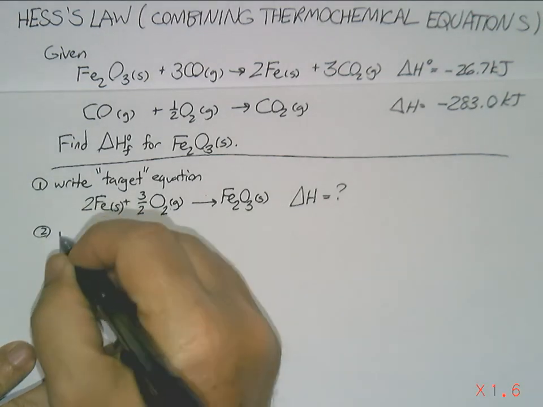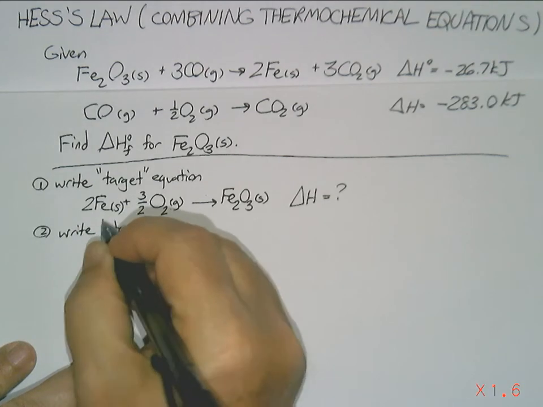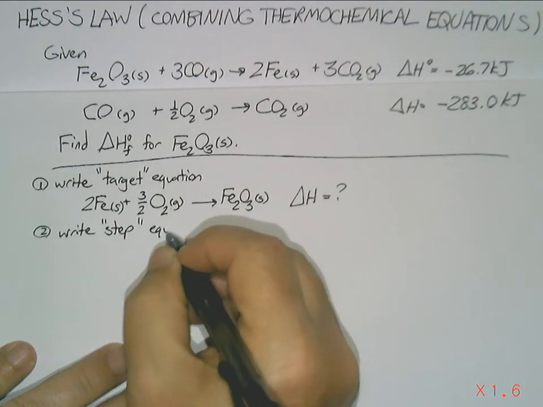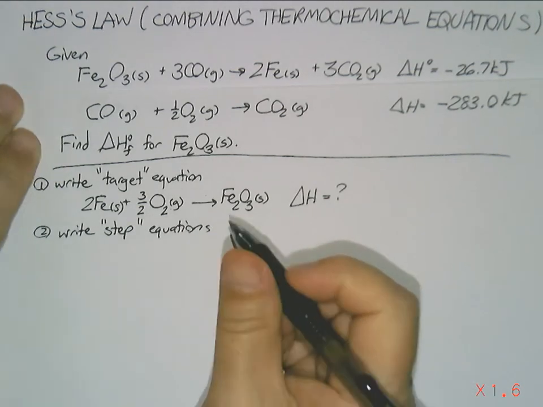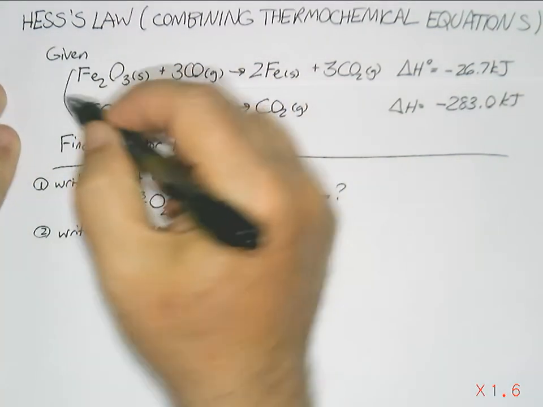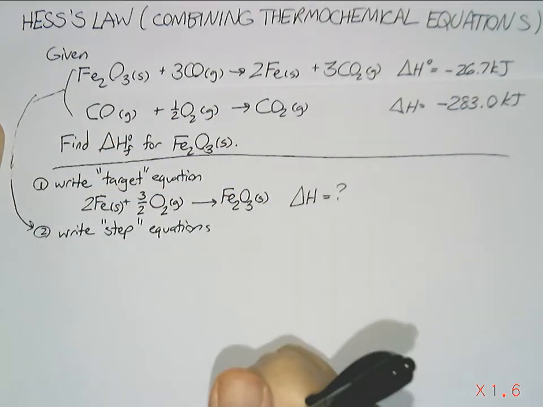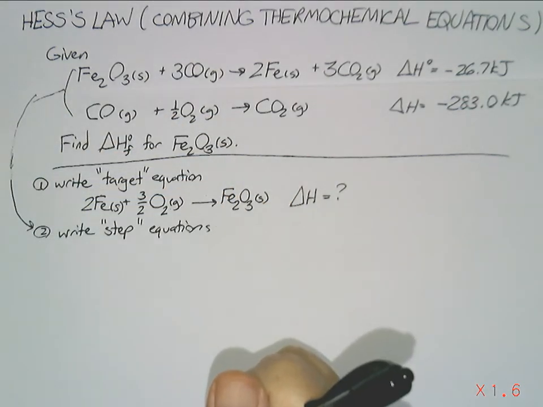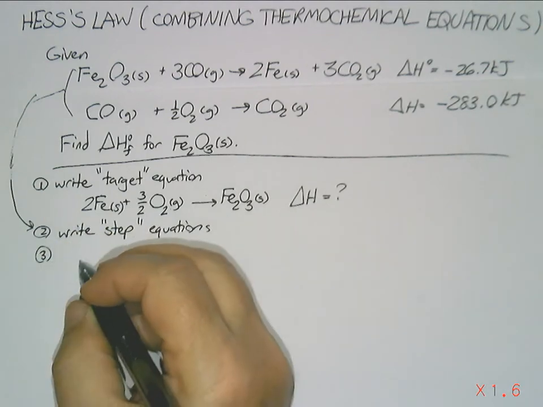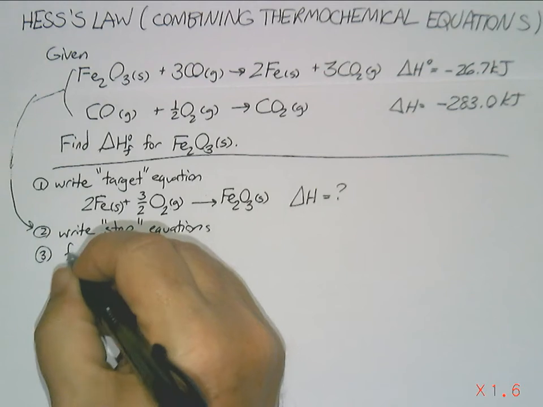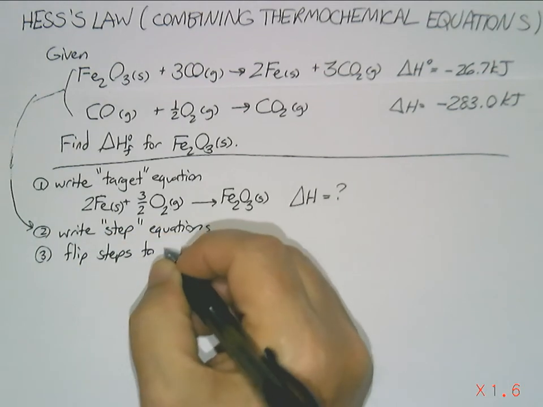Second thing, write out the steps. There are 2 of them up there, and they're already written out. These are the steps, so I'm not going to write them down again. I'm going to be lazy. I have them both up there already. Third thing is, can you flip the steps to match the target?